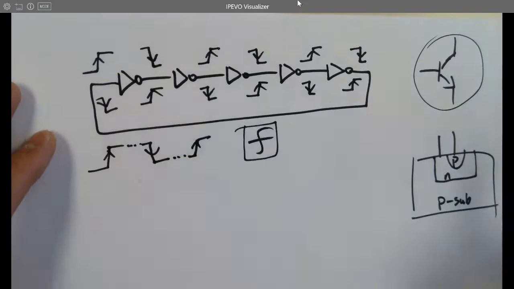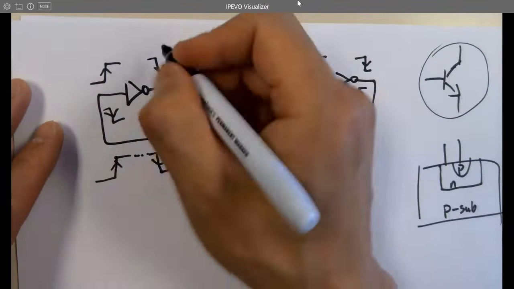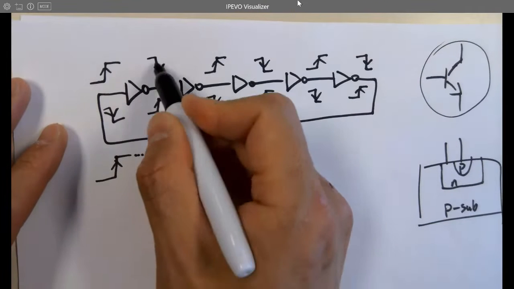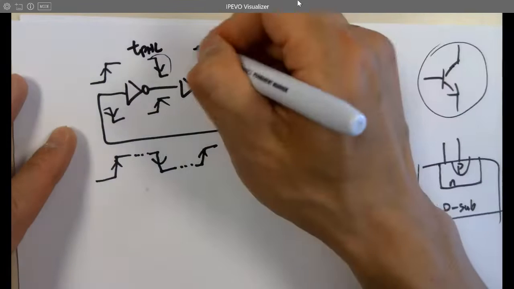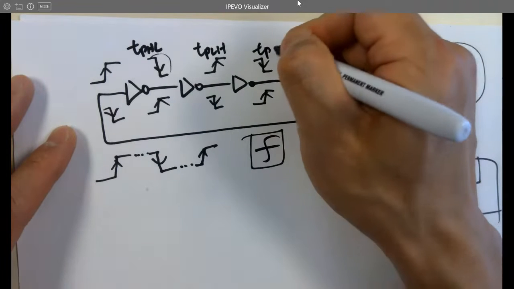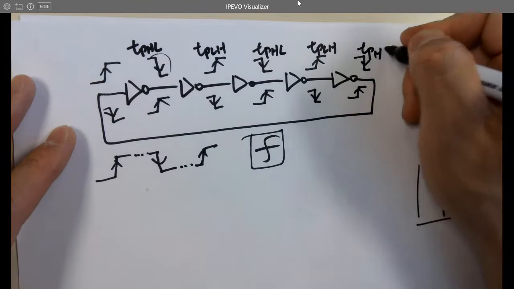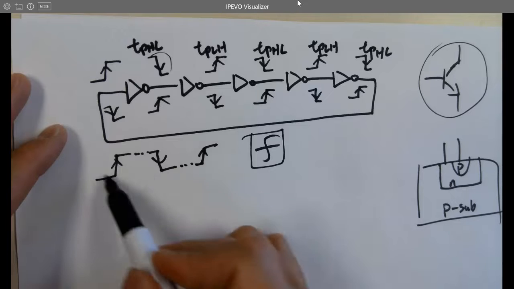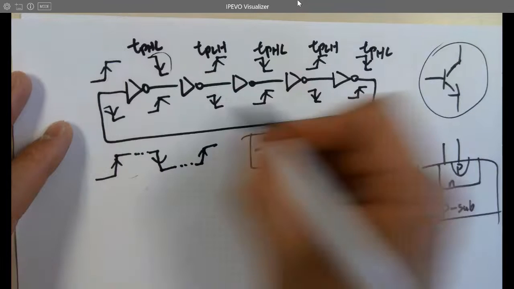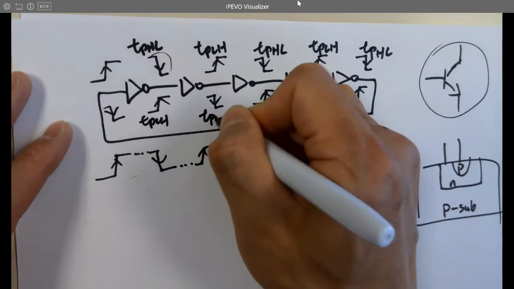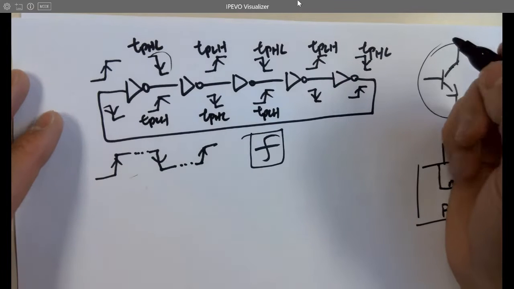How to calculate the time delay for this ring oscillator? That's simple. From here to here, the time delay is TPHL, high to low, and here is TPLH, low to high, and TPHL, TPLH, and TPHL, TPLH. That's for half of the period. And then do it again here: high to low, then low to high. It's the same numbers, so just calculate one.